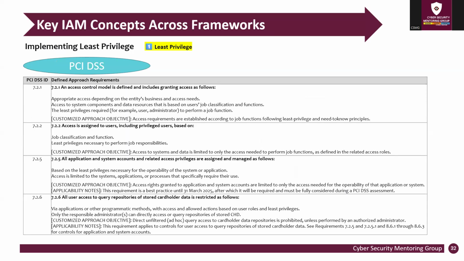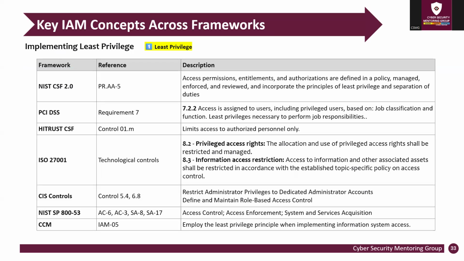Now we have PCI DSS. An access control model is defined and includes granting access as follows: appropriate access depending on the entity, business, and access needs. That's least privilege. And I'll move on to what you can't find.